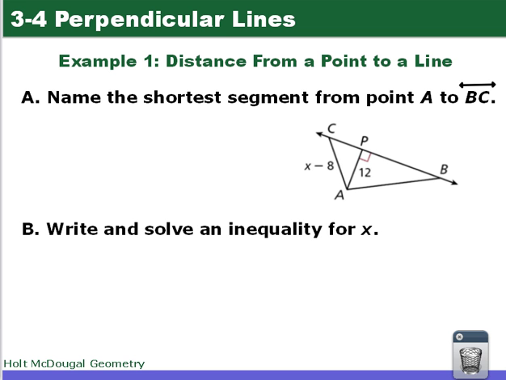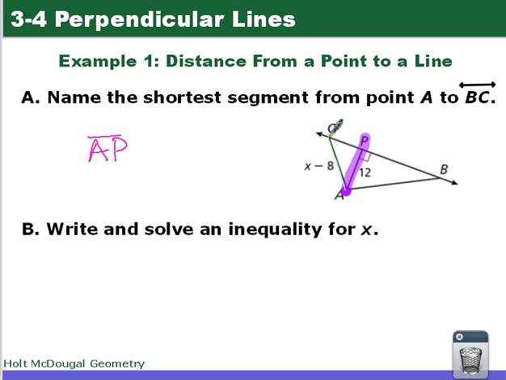Okay, so in this example, it asks to name the shortest segment from point A to line BC. So as Ms. Briscoe said, the shortest segment is going to be the line from the point that's perpendicular to the side. So that's going to be segment AP. Our next question is to write and solve an inequality for x. We know that AP is the shortest segment, which means that segment AC over here has to be longer or greater than AP.